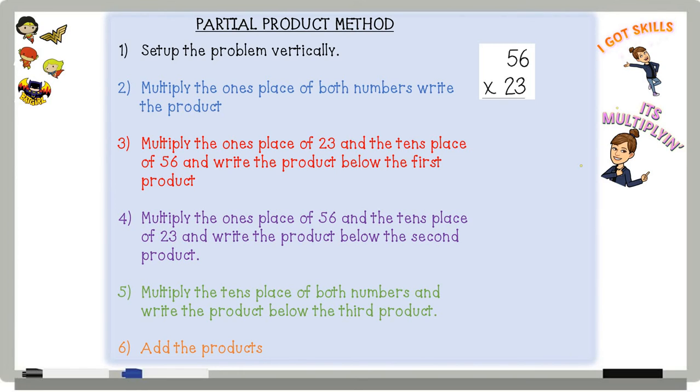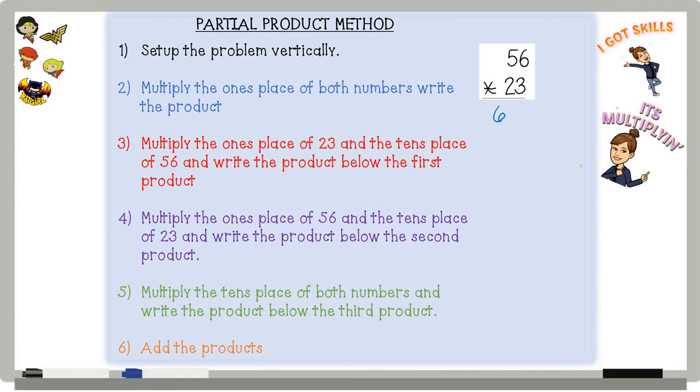So the first thing we're going to do is set up the problem vertically like we did here. So 56 times 23. Yes, we did the same problem. I want to show you that it gives you all the same answers. All right, so we set up the problem vertically. Then I'm going to apply the ones place of both numbers together. So I'm going to do that in blue because my step is in blue. If you have colored pencils, I would encourage you to use them right now.